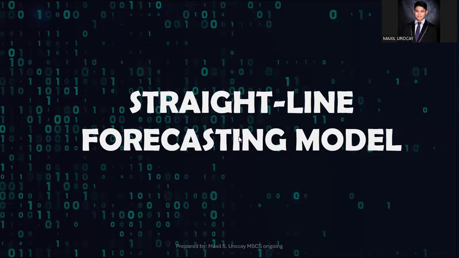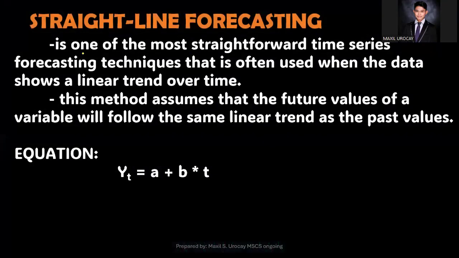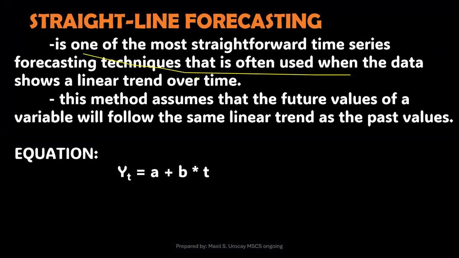All right, so our topic for this video is the straight line forecasting model. This is the first type of time series forecasting model. Straight line forecasting is one of the most straightforward time series forecasting techniques, as I mentioned before, and it is often used when the data shows a linear trend over time. This method assumes that the future values of a variable will follow the same linear trend as the past values. So it will usually deal with linear relationships, as always.